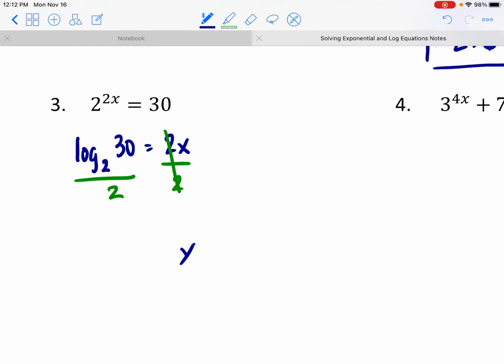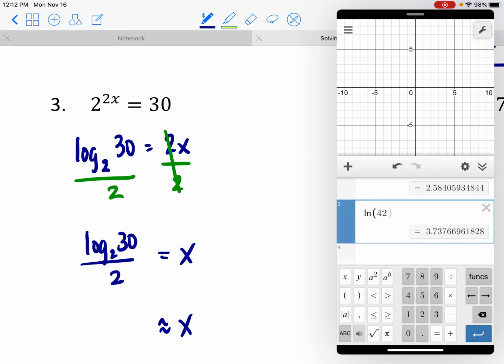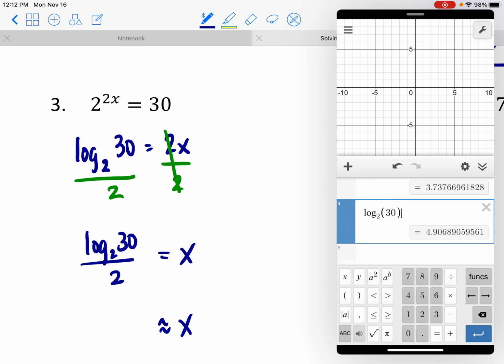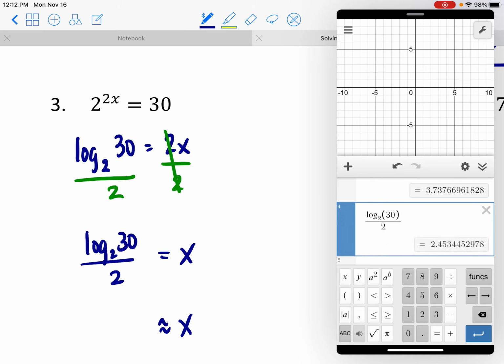So x is going to be exactly the log base 2 of 30 divided by 2, which we can approximate now using Desmos. So let's put in, again, log base 2 of 30, and then I want that to be divided by 2. So we're at approximately 2.45. I'm just going to say 2.5.